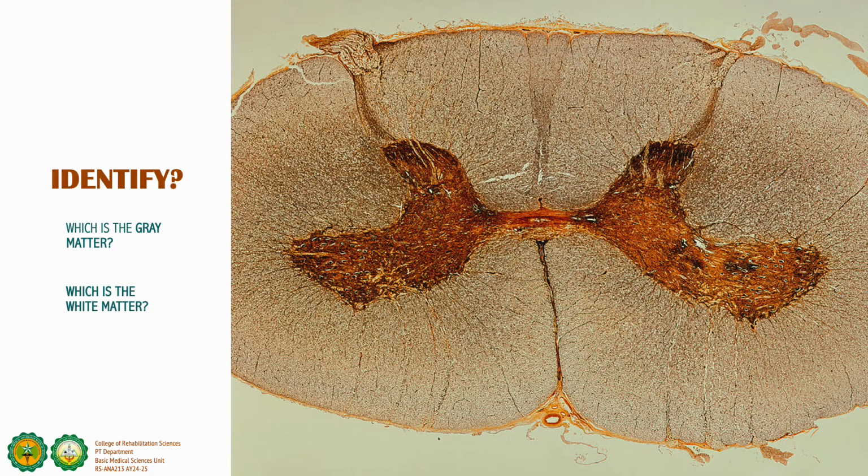Alright. Again, saan si gray matter? Inner core. And which is the white matter? The outer core. Saan dito ang anterior? The anterior is this one. Ito yung harap niya. Kasi that's the deep longitudinal fissure.